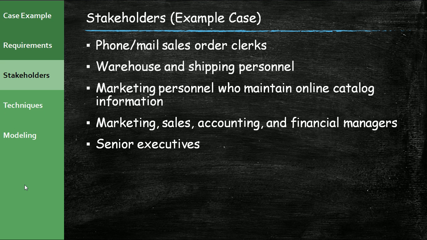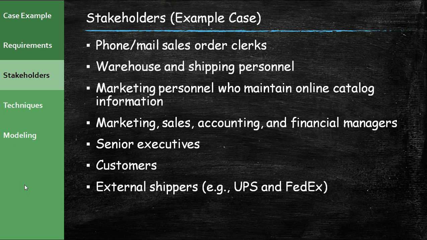And then some external stakeholders might be customers and external shippers such as UPS and FedEx, which would certainly have something to benefit from this system. So these are just examples of some of the stakeholders, the people that we have to keep in mind as we're developing this system.